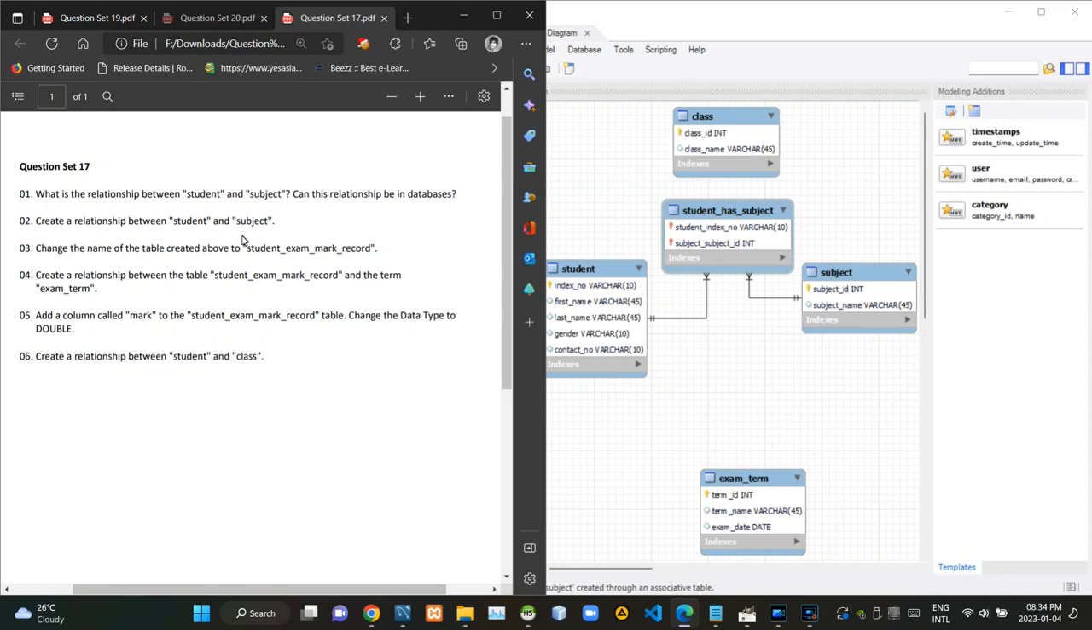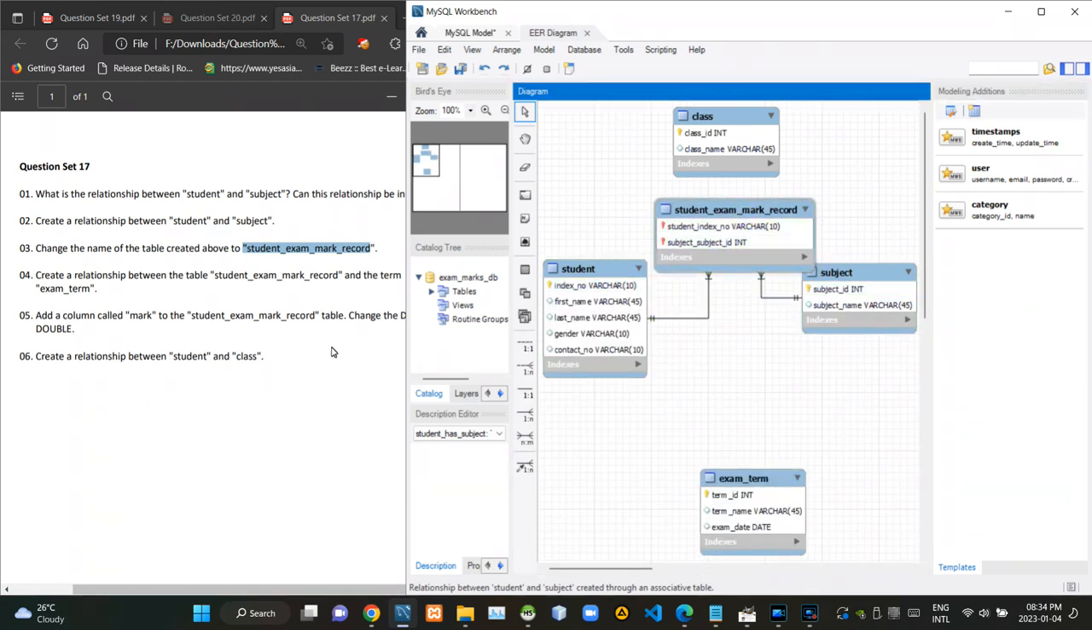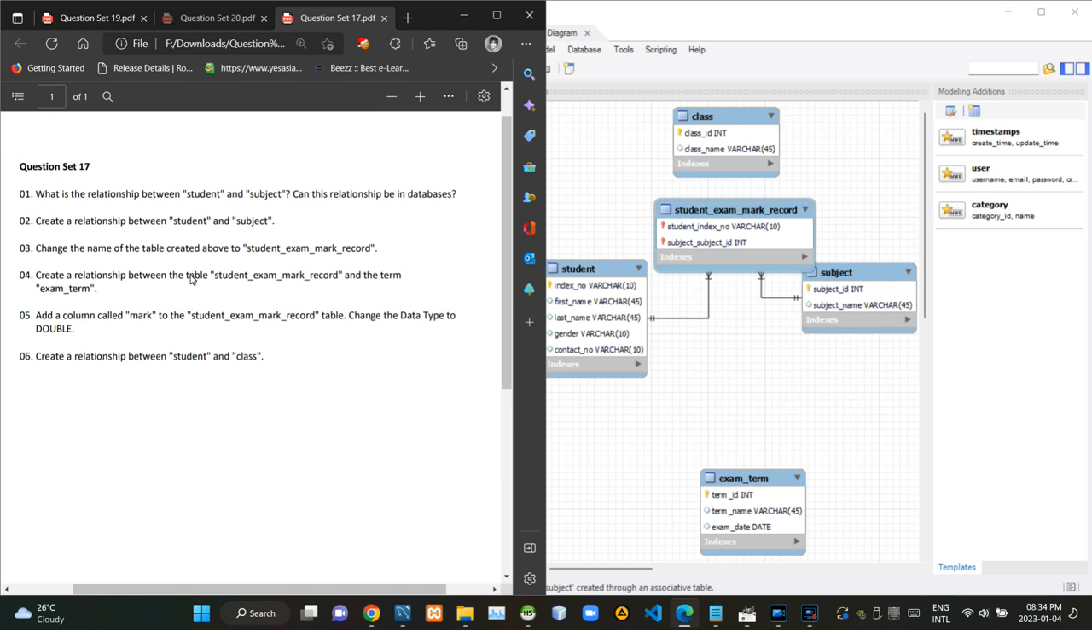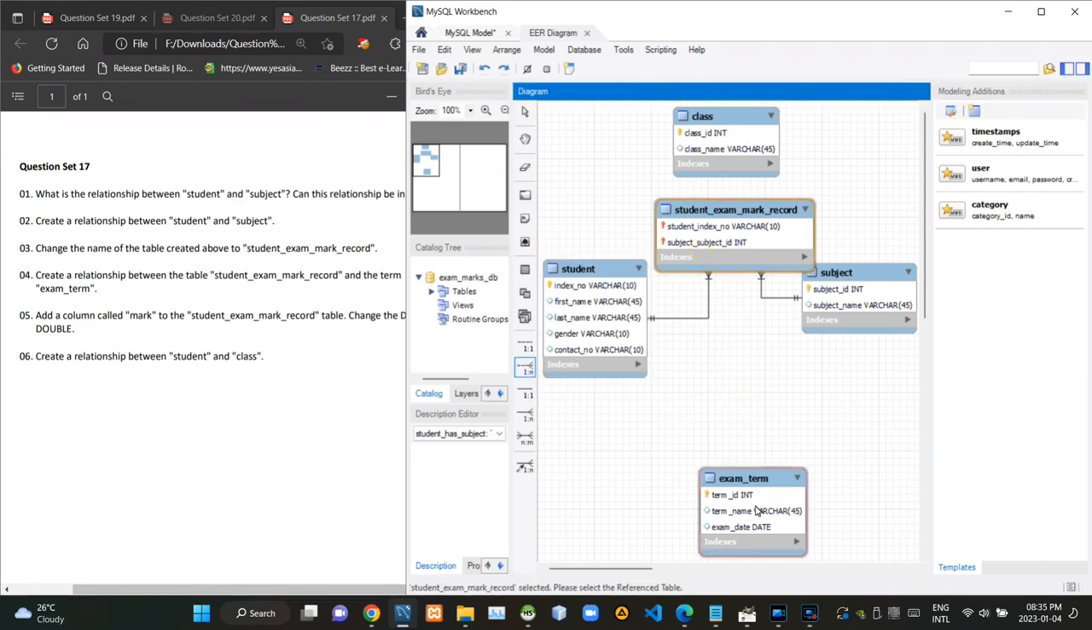Then in the third question, they are instructing us to rename that table with this name. Then in the fourth question, they are asking us to create a relationship between the student exam mark record table and the exam term table. So in this case, there must be a one-to-many relationship between the exam term and student exam mark record tables.